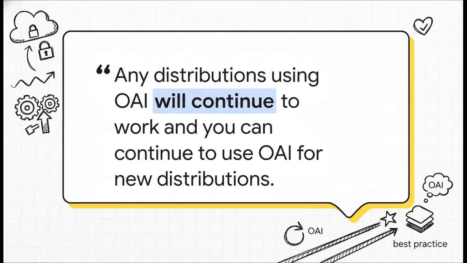So first, let's be super clear on what AWS is saying. Your existing setups using OAI are not going to break. They aren't turning it off. So you can take a deep breath. But let's be real. "Continues to work" and "is the modern best practice" are 2 very, very different things, right?